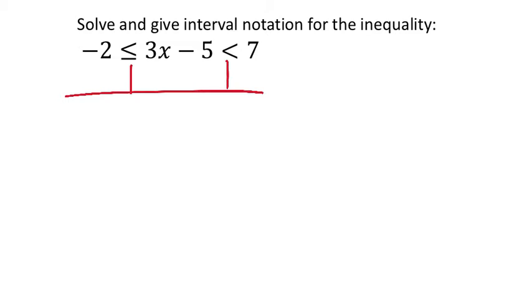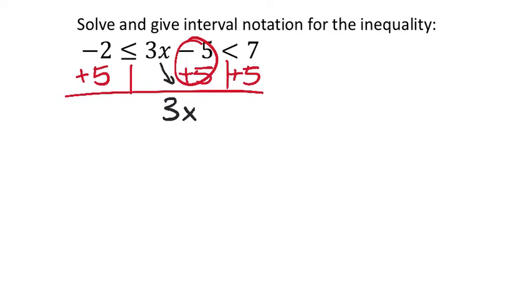So I've separated into 3 parts. Whatever I do to one of these, I have to do it to all 3 of them, okay? And the first thing I'd want to do is isolate my 3 x's right here. Just want those 3 x's to be by themselves. I don't want that minus 5, so add 5 to both. Well, not both, but all 3 parts.